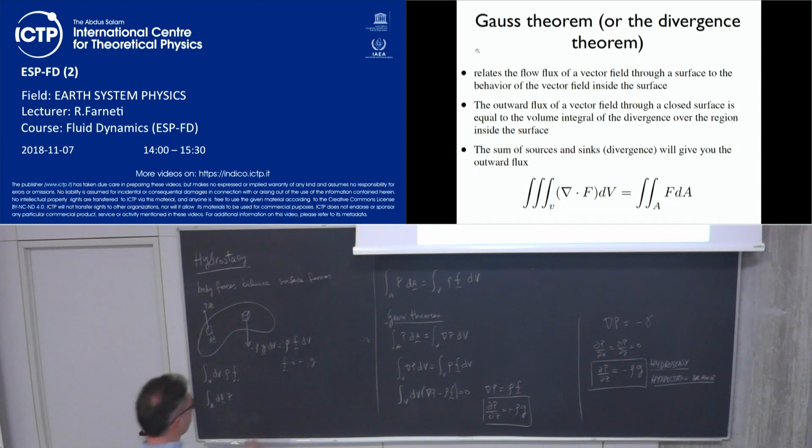Okay, the body force is the gravitational force. Okay. The body force is the gravitational force. And in a geophysical fluid, you have the gravitational force plus another force, which is Coriolis.